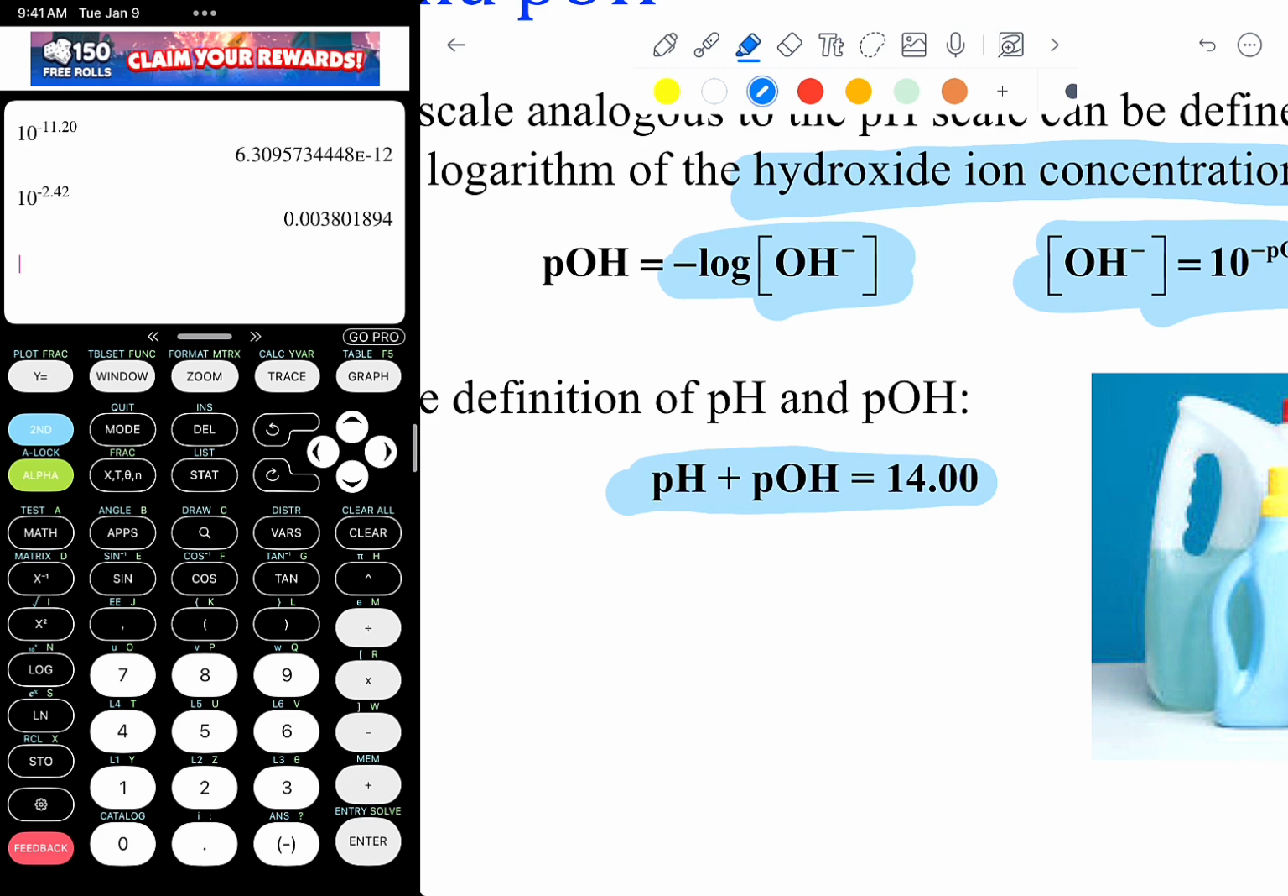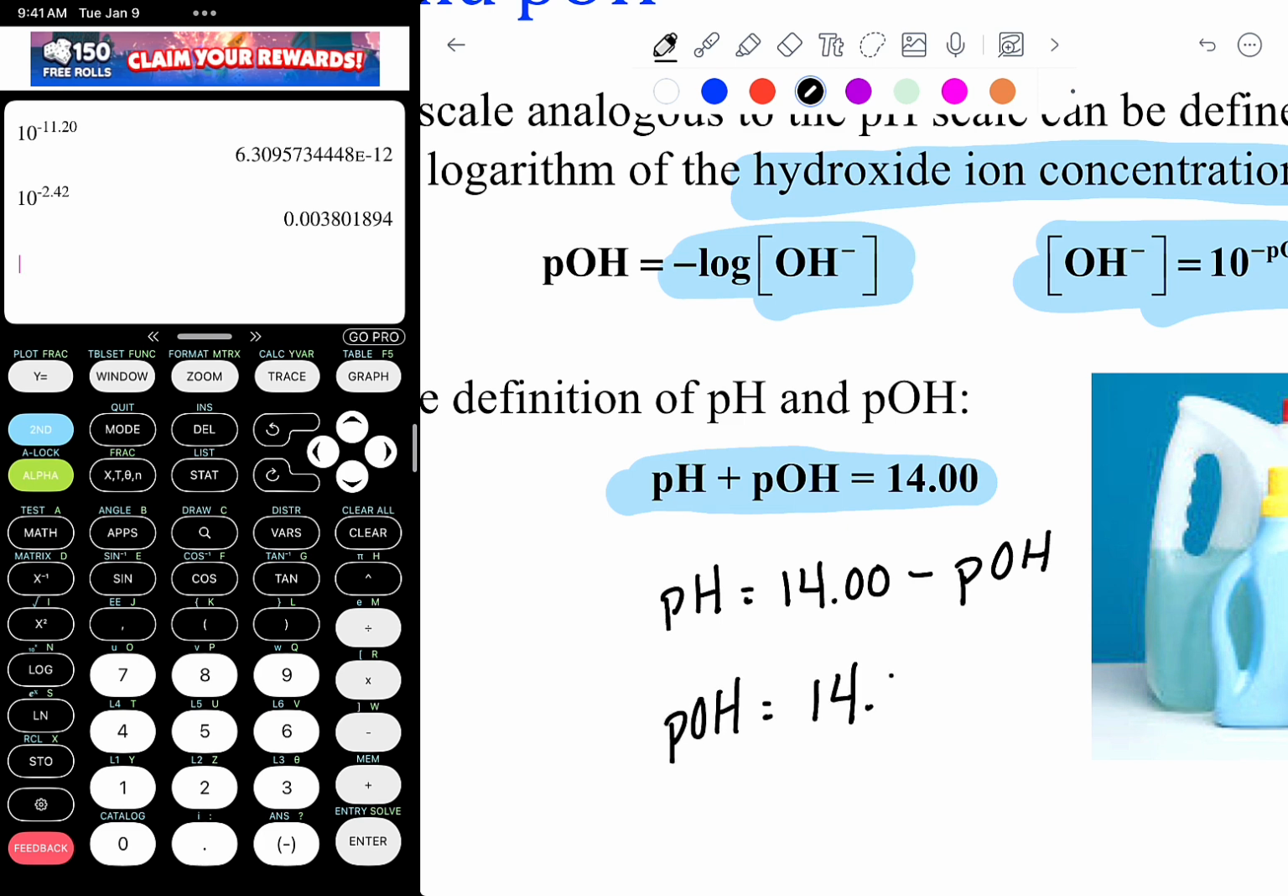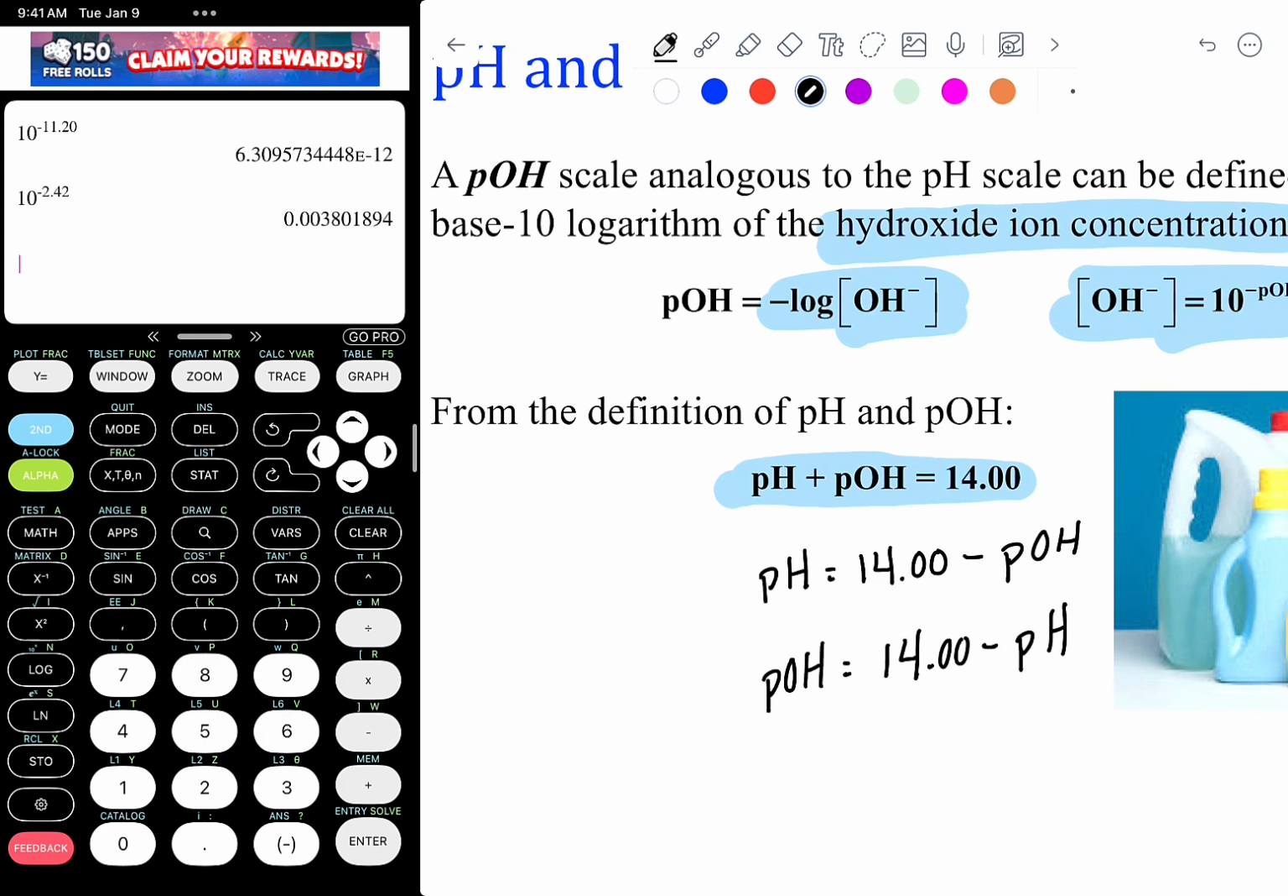So if you know the pOH, you can subtract that value from 14 to get the pH. You can rearrange this equation: pH is equal to 14.0 minus the pOH. Or if you want to know the pOH and you're given the pH, you do 14 minus the pH. So you can rearrange that in any way that you need. So let's practice using that.